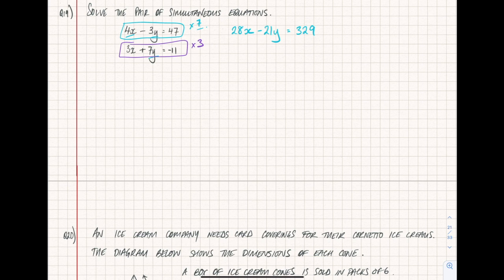I do the same on the bottom. So I'm going to do 3 times 3, which is 9x. The 7y times 3 gives me my plus 21y. So now you can see my y's are the same. And then 3 times minus 11, which is minus 33.